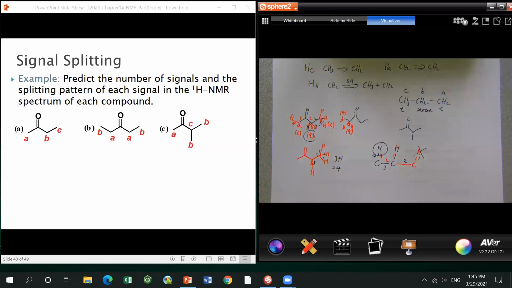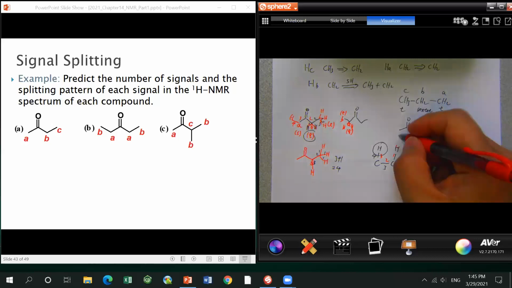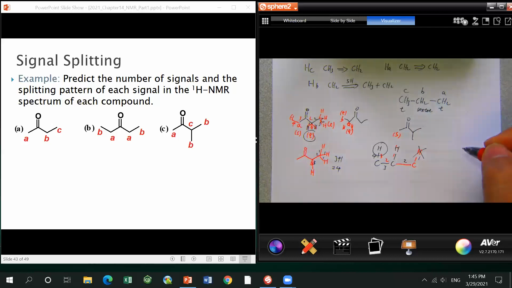Yeah, make sure when you count protons, only count 3 bonds. If it's more than 3 bonds, just ignore it, because it's too far away to couple. That's right, a singlet. I labeled the singlet here because there's no hydrogen 3 bonds away.